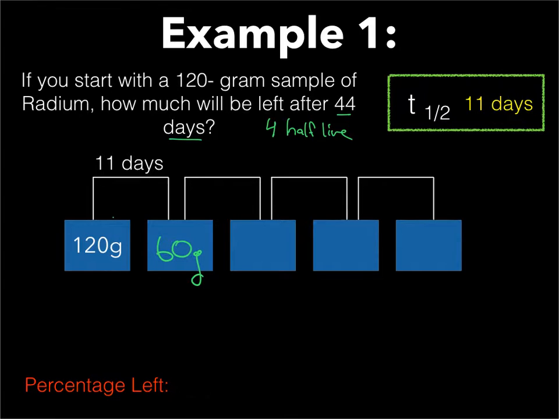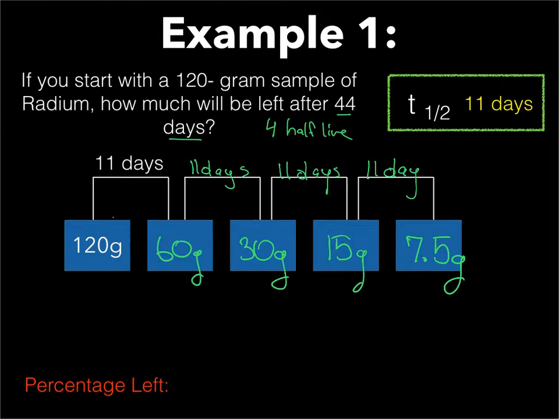Initially we started with 120 grams, half of that would be 60. Having 60 grams, exactly 11 days later we will have half, which will be 30 grams. Another 11 days went by, and then we end up with 15 grams of radium. And then lastly, 11 more days passed by, and we have left 7.5 grams of radium. And this would be our answer, 7.5. That's how much radium we will have after 44 days.